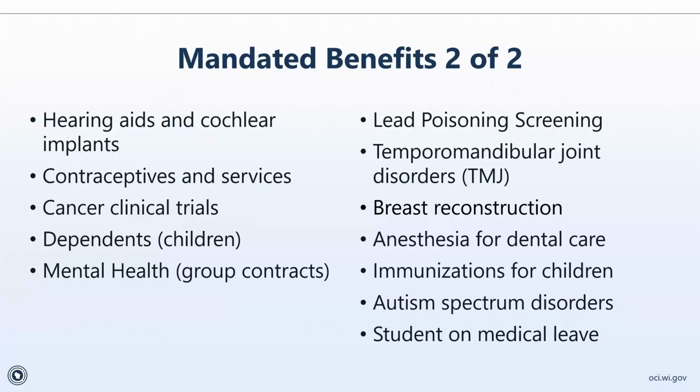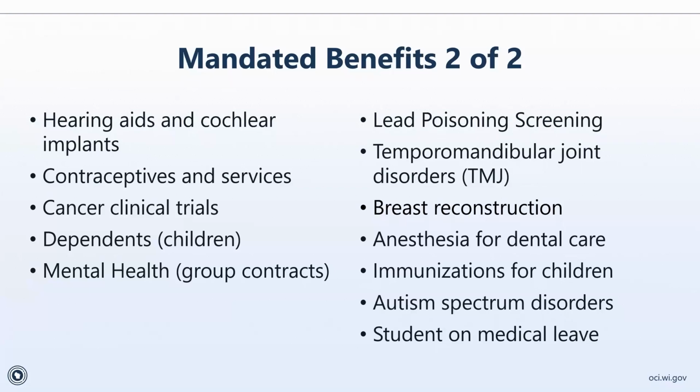Immunizations for children. It must provide coverage for a dependent of an insured for appropriate and medically necessary immunizations for children under the age of 6. The coverage may not be subject to any deductibles, copays, or coinsurance under the policy and plan.